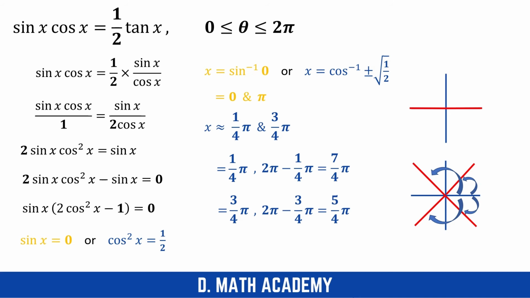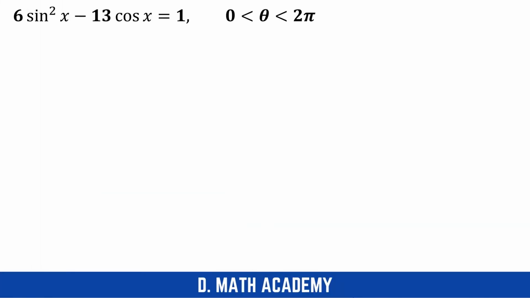Moving on to the next question, we have 6 sine square x minus 13 cosine x equals to 1. First thing that I did was to run the substitution where sine square x can actually be written as 1 minus cosine square x. So I multiply the 6 into it and run the arrangement.